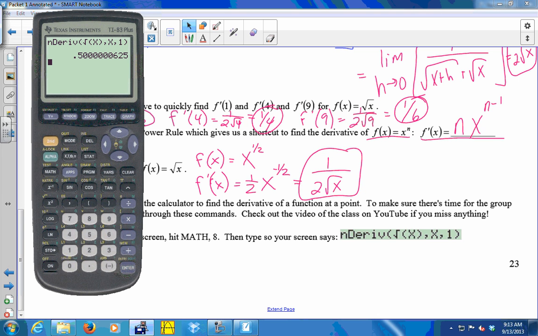And it came really close because your calculator is not using derivative rules, it's using a numerical approximation to find the derivative. Kind of like it's doing an average rate of change over a very small interval, because calculators can't do limits.